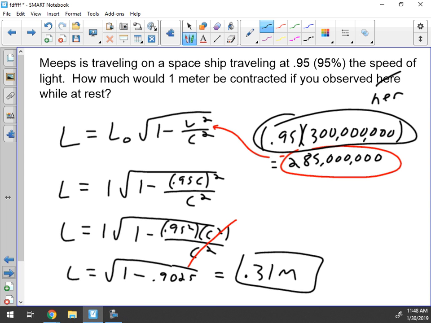So as you can see, we're going very close to the speed of light, 95% the speed of light, and our one meter stick, 1 meter in length, would be contracted to 0.31 meters. So it contracts down to almost a third of the original length.